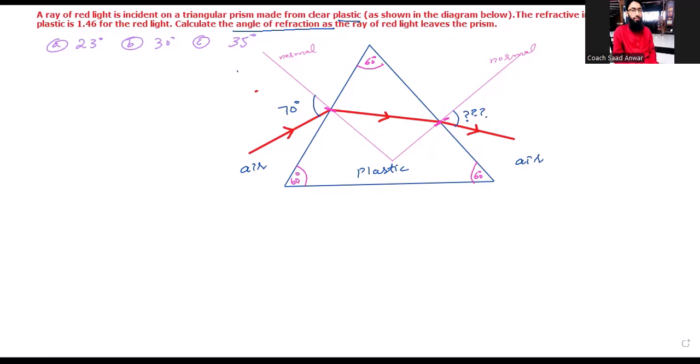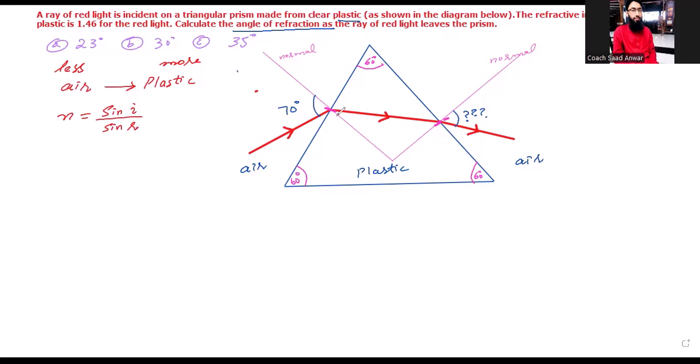So guys, there are two media. One is air to prism, air to plastic. Air is a less dense medium, plastic is a more dense medium. So when a ray of light is entering from a less dense medium to a more dense medium, the formula is n equals sine i upon sine r.